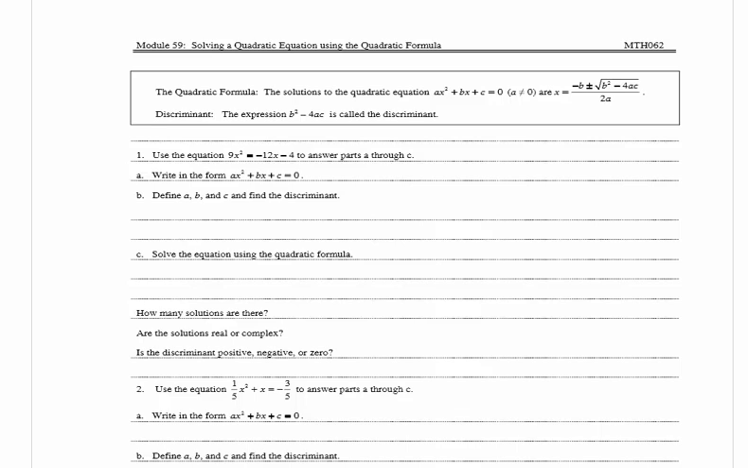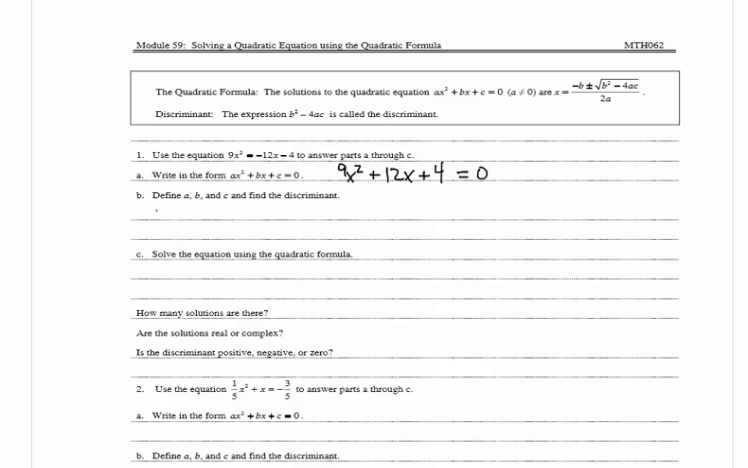In 1, it says, use the equation 9x squared is equal to negative 12x minus 4 to answer parts A through C. In A, it says write in the form ax squared plus bx plus c is equal to 0. So we want to move all of our terms to one side of the equation. So we're going to have 9x squared plus 12x plus 4. And we got that by adding 12x to both sides and adding 4 to both sides. And now it's equal to 0.